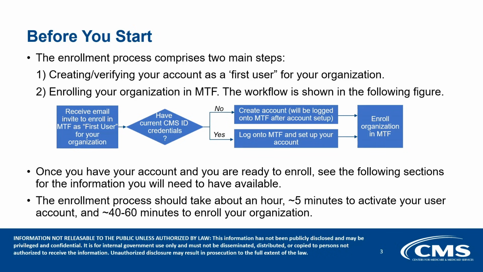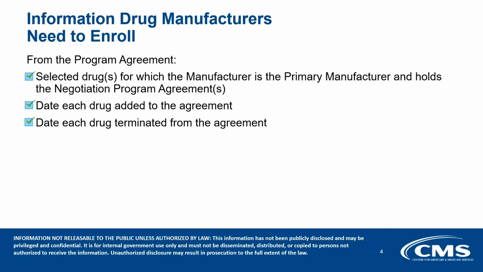Once you have your account and you are ready to enroll, see the following sections for the information you will need to have available. The enrollment process should take about an hour: about 5 minutes to activate your user, and then 40 to 60 minutes to enroll your organization. The following pieces of information are needed to enroll.